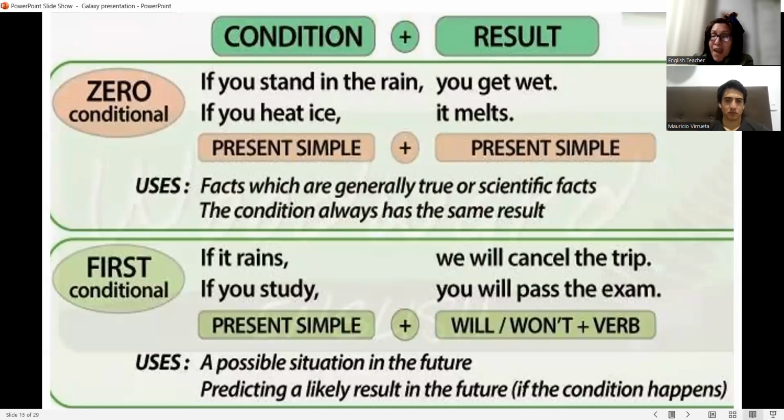When something is a fact, generally true, or a scientific fact, or the condition always has the same result, you have to use the zero conditional: present, present. But in the case of possible situations in the future, predicting a likely result in the future, we use will or won't. Remember, these are real situations, because we have the second and the third conditional, and they are more imaginary. So these ones are real.